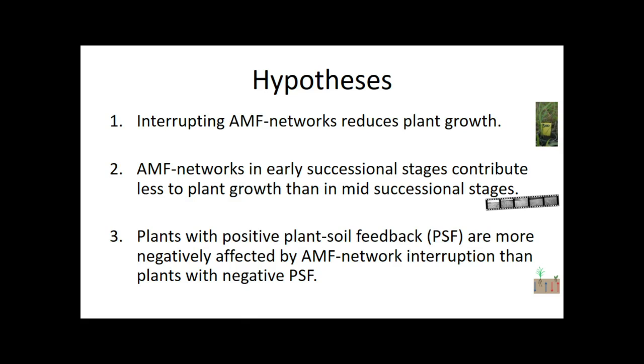So these are my hypotheses. Because AMF is a symbiont, I expected that if I would interrupt this mycorrhizal network, plant biomass would reduce. And secondly, we've seen that the soil microbial community does change during succession, and therefore I hypothesized that the AMF networks in early successional stages contribute less to plant growth than in mid-successional stages. I've also shown that plant identity matters, and therefore I hypothesized that plants with positive plant-soil feedback are more negatively affected by AMF network interruption than plants with a negative plant-soil feedback.